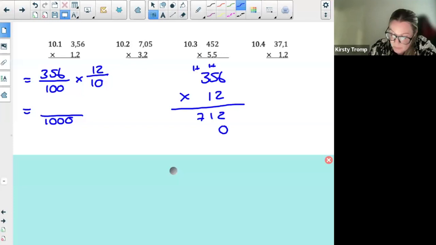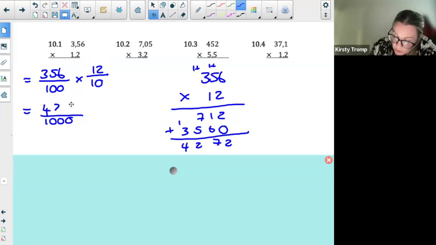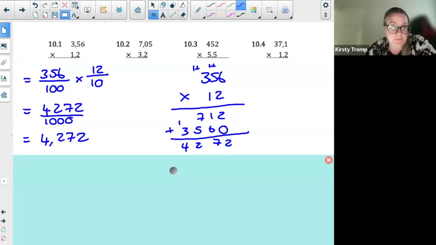I put a 0 for the 10. And I go 1 times 6 is 6. 1 times 5 is 5. And 1 times 3 is 3. And my final answer, when I add it together, I get 2, 7, carry the 1, and that gives me a 4. So I get 4,272 over 1,000, which is the same thing as saying 4.272. Okay. Same thing.